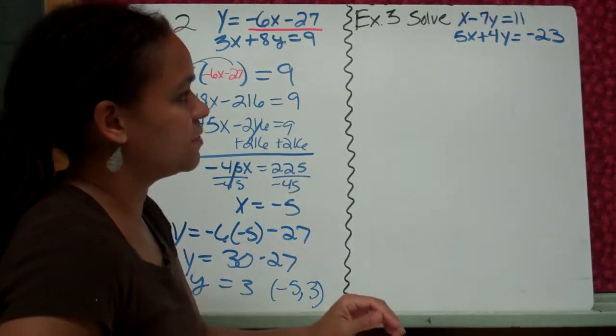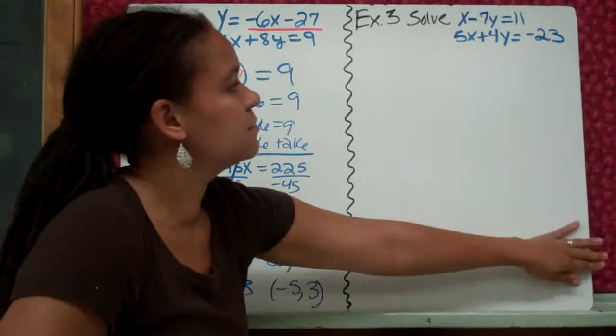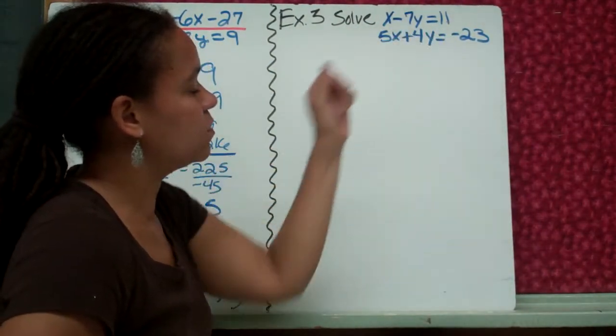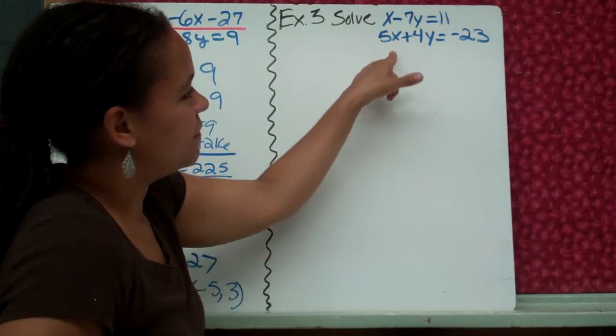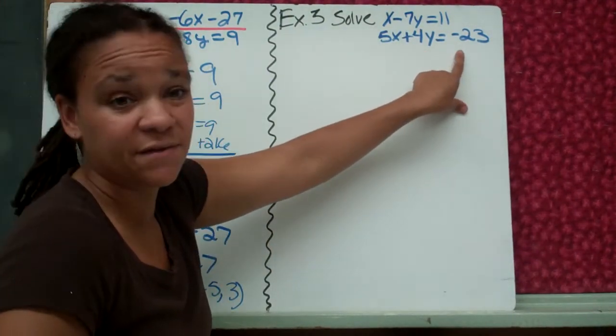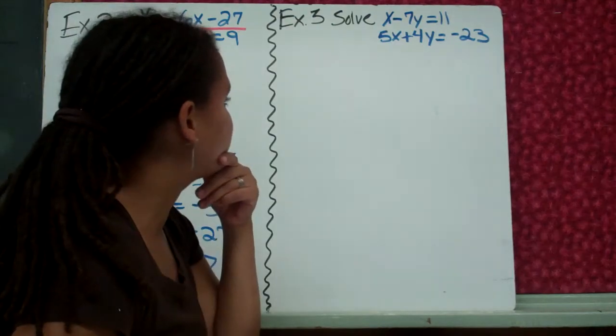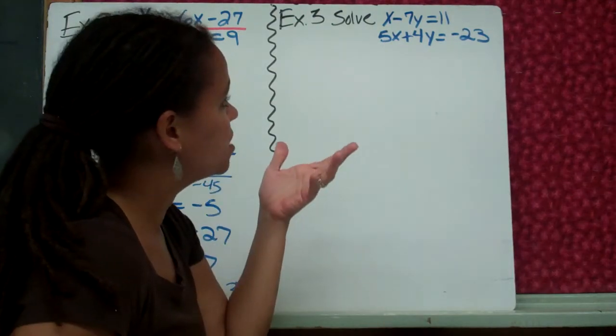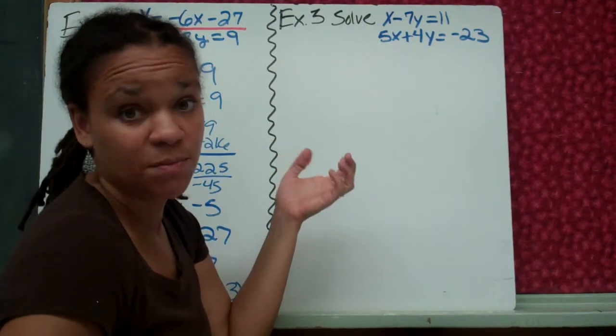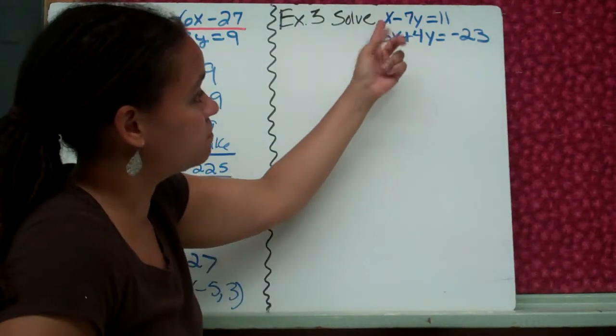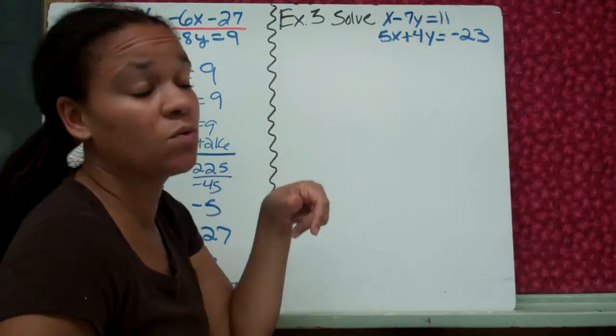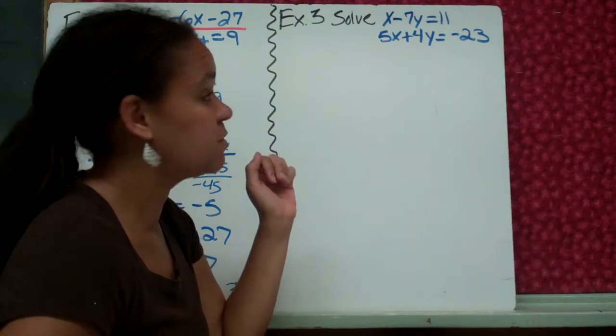One more example for substitution. Here we have x minus 7y is equal to 11, and this one's 5x plus 4y is equal to negative 23. This one is not solved for y or x. The easiest one to change would be the first one, because x is kind of by itself. I could just get rid of that 7y, and then it would be solved in terms of one variable.